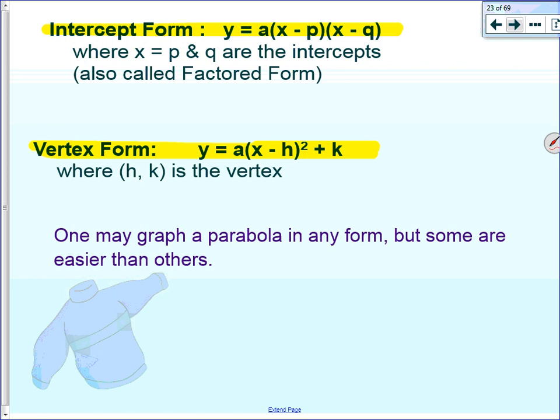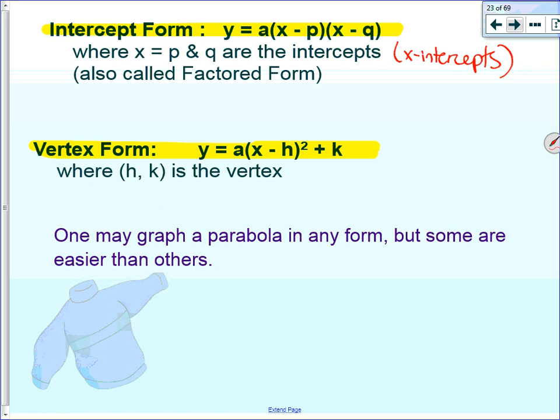So the way you get it into intercept form is you factor it, and you would first factor out the greatest common factor, if there is one, which would be a, and then you factor it just like you would normally using like the snowflake method or whatever makes you happy.